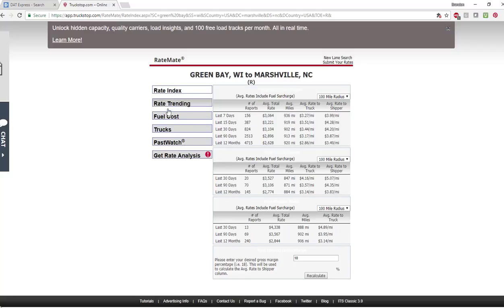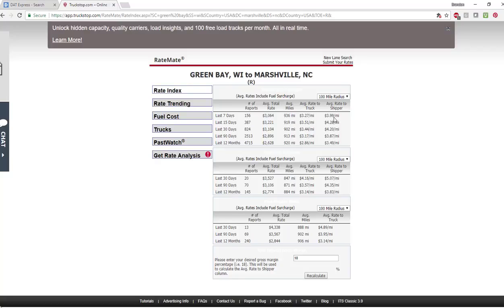You can look over here. It also gives you some rate index, rate trending, the fuel cost, shows you what your fuel surcharge is, and all of that good stuff. But we're going to stick with the basics here. It shows us for the last 7 days, the average total rate is three grand. That's at 936 miles, so that's about $3 per mile. Average rate to truck, $3.27 a mile. Average rate to shipper, $3.99 a mile.